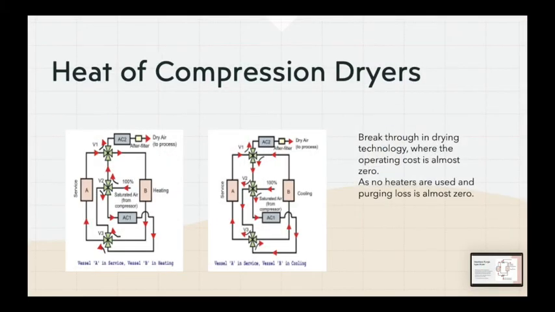Now, the third type of dryer, or third different philosophy of a dryer, is the heat of compression dryer. This is a very new technology, and it has been a breakthrough because its operating cost is almost zero, as we don't require any heaters, and the purging loss is negligible or zero. Here there are basically two vessels again. One is in service, and another is in standby, or the vessel which has been exhausted.